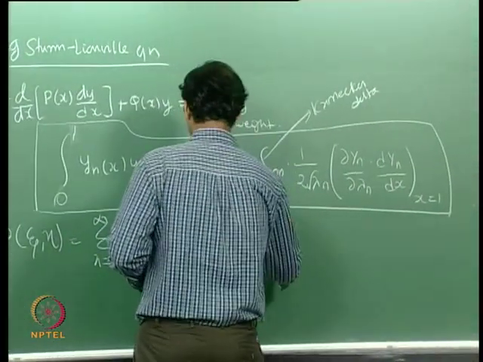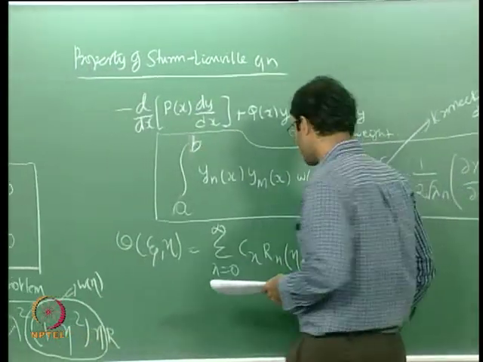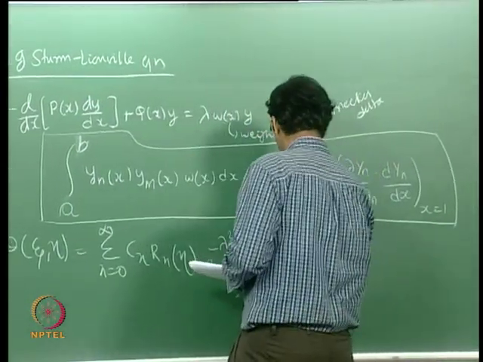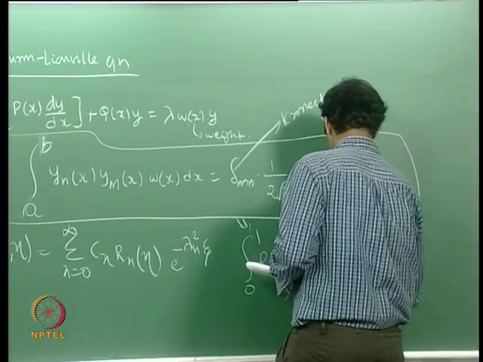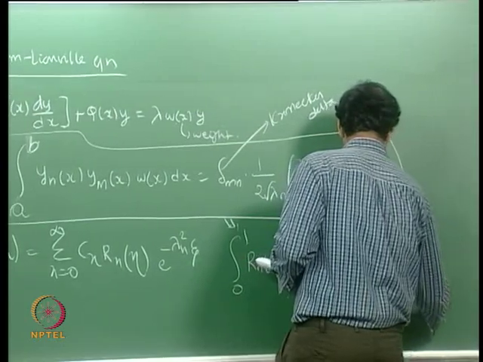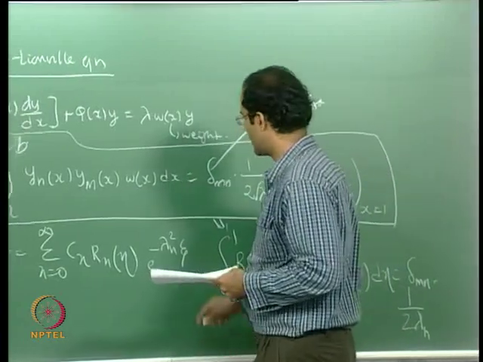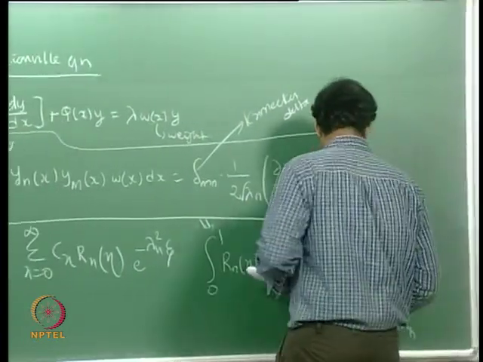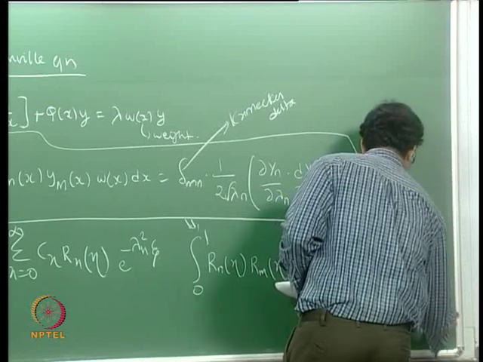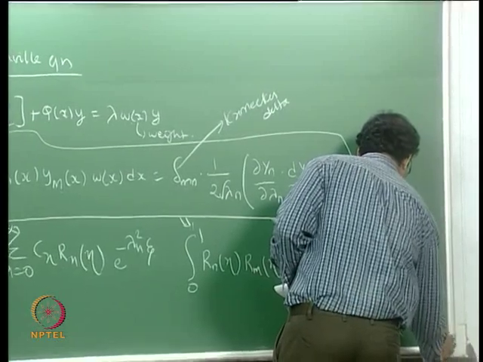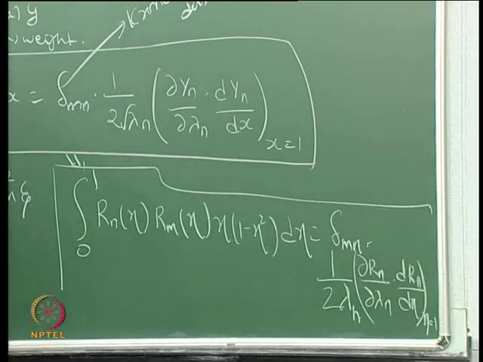So this is your weighing function as a function of eta, okay. So this can be written as 0 to 1. So this is strictly speaking A to B, okay. In your case, your eta goes from 0 to 1, that is why I have just used 0 to 1 there. So this is the integral from 0 to 1 of r n of eta into r m of eta into the weighing function here, which is eta into 1 minus eta square d eta, equal to delta mn times 1 by 2 lambda, because here your lambda square is your lambda, so this is the square root of lambda square, which is lambda n, into dr n by d lambda n into dr n by d eta at eta equal to 1, okay. So this is how the corresponding property of Sturm-Liouville comes out to be in this case.